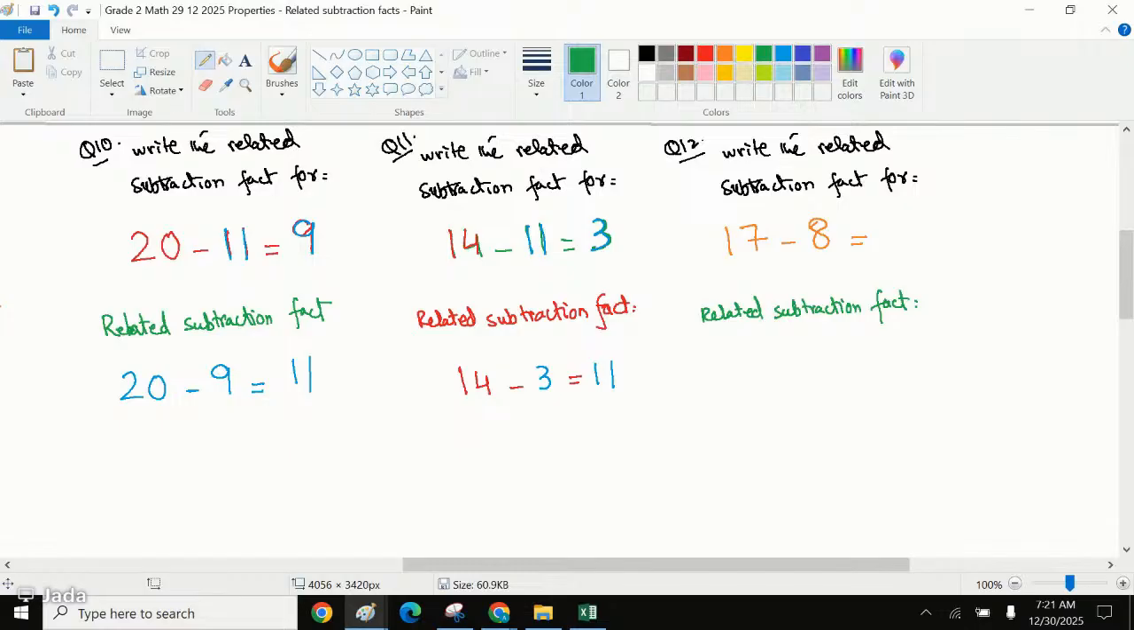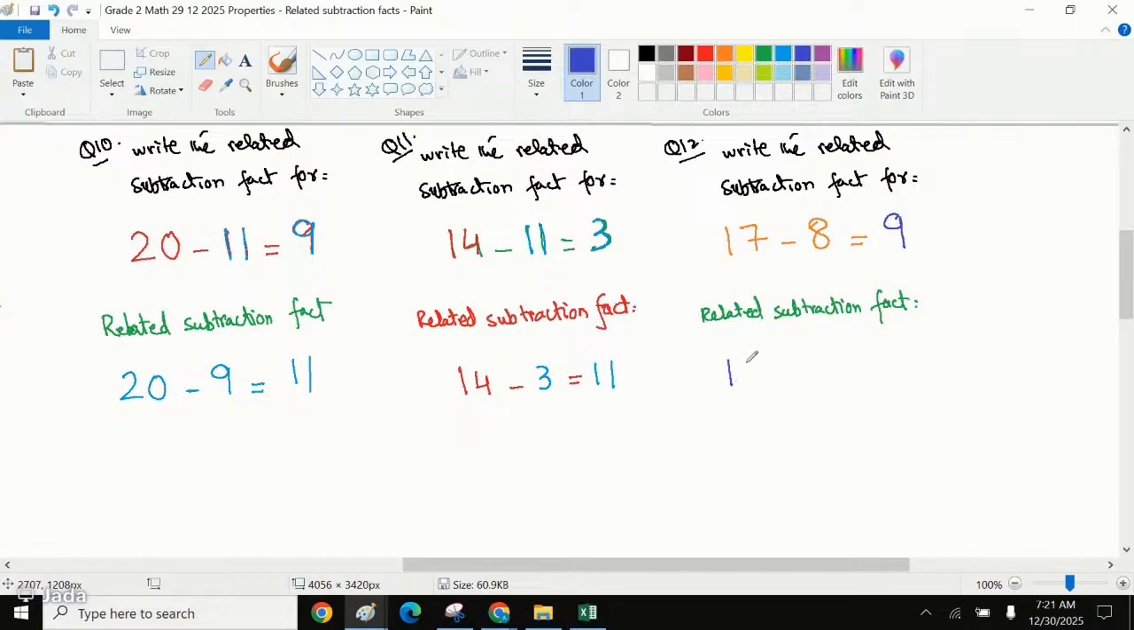Seventeen minus 8 would always be equal to 9, right? So if the question given is 17 minus 8 is equal to 9, and we need to give the related subtraction fact for this, how can we give the related subtraction fact?